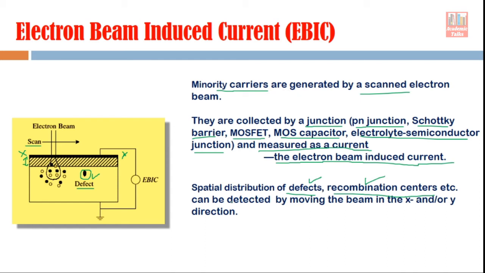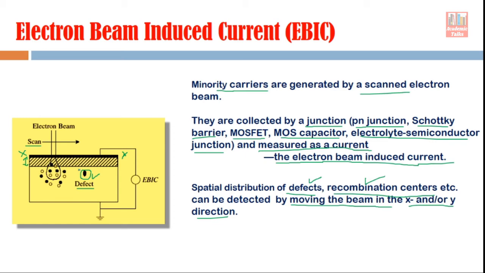In that case, what we have to do is move the electron beam in the x and y direction. So first this beam moves from this portion to this portion, and at every location it measures how much current there is. If there is any fluctuation in the current, it means some defect or recombination center is present there, right? That way the spatial distribution can be obtained.